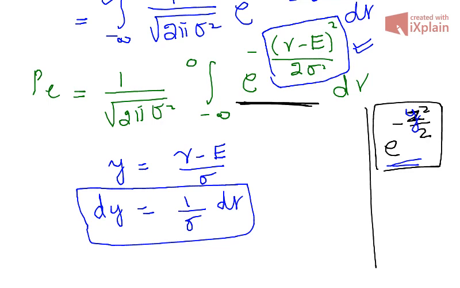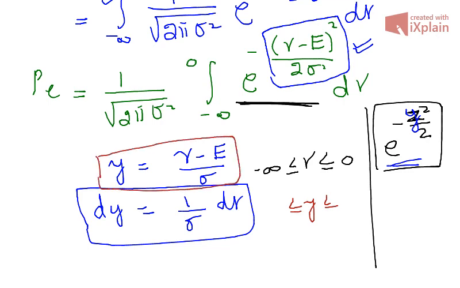Similarly, we have to change these limits as well. If you see the limits of r, it is from minus infinity to 0. So we are interested in the limits of y. If r is minus infinity, then y would also be equal to minus infinity, right? And if r is equal to 0, y would be equal to minus e over sigma. So these are the limits for y. So we change the limits of y, keeping in view the limits of r. So the limits of y can be changed using this expression.